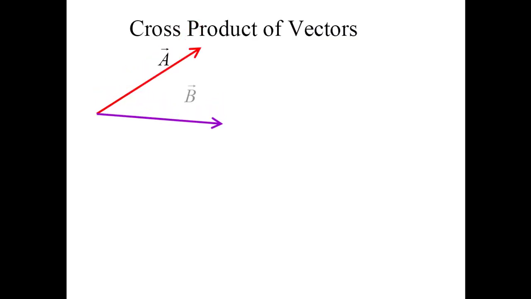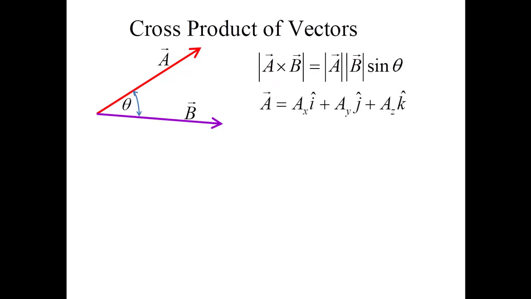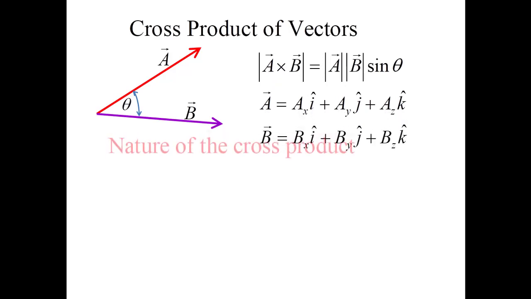Let us begin our discussion by assuming two vectors making an angle theta with each other, that are vector A and vector B. The magnitude of the cross product of the two vectors, A cross B, is equal to the magnitude of A times the magnitude of B times the sine of the angle between the two vectors. And assume that these two vectors A and B have these components.